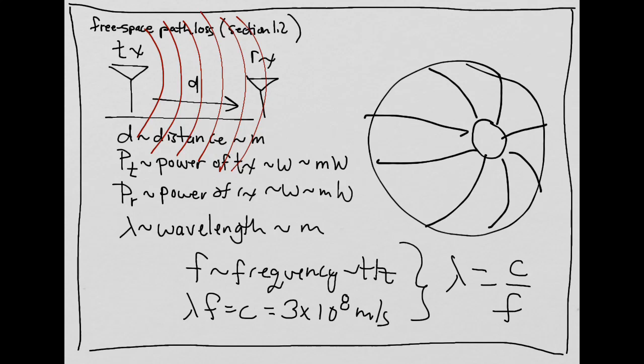But the antenna only receives a certain small portion of that power. The amount of power that it receives is proportional to the effective aperture, the effective area of the antenna. So now let's think about the amount of power which is captured by the receive antenna, and we're going to call that PR. The amount of power captured by the receive antenna is a function of two quantities. The first quantity is the effective area of the antenna.